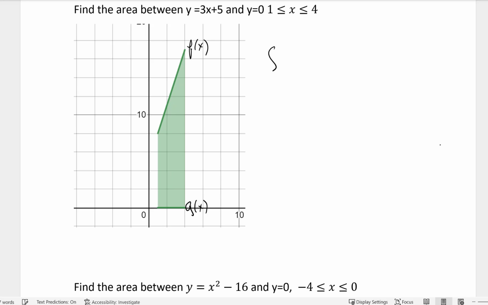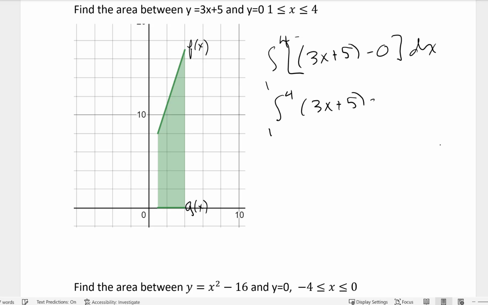Let's set up our integral. We go from 1 to 4 of 3x plus 5, and then we're going to subtract 0. So that's my f first and my g second, and that's dx. I can drop the 0 because in this case it doesn't do anything. So I still have the integral from 1 to 4 of 3x plus 5 dx.